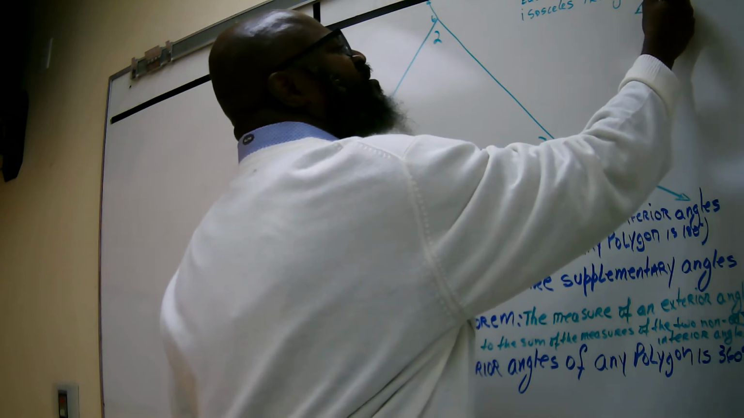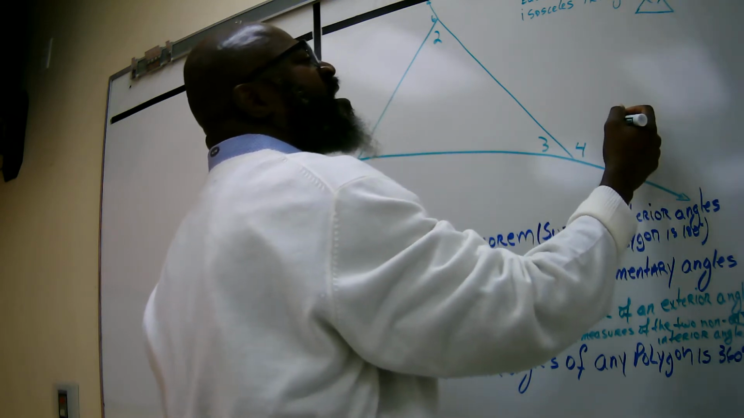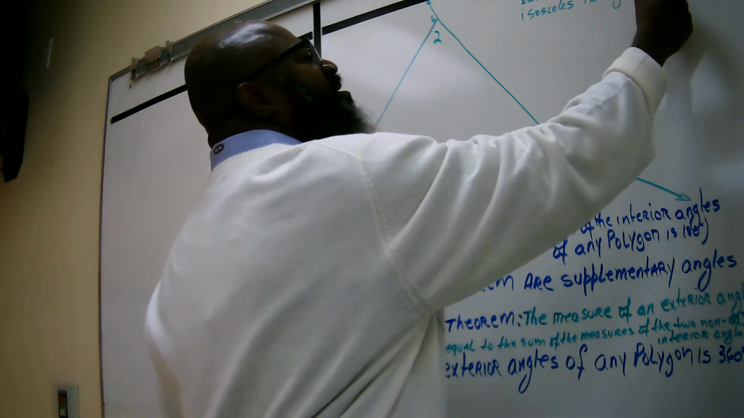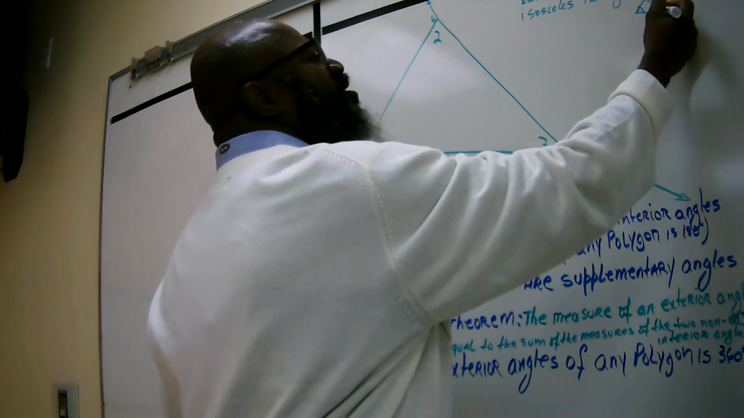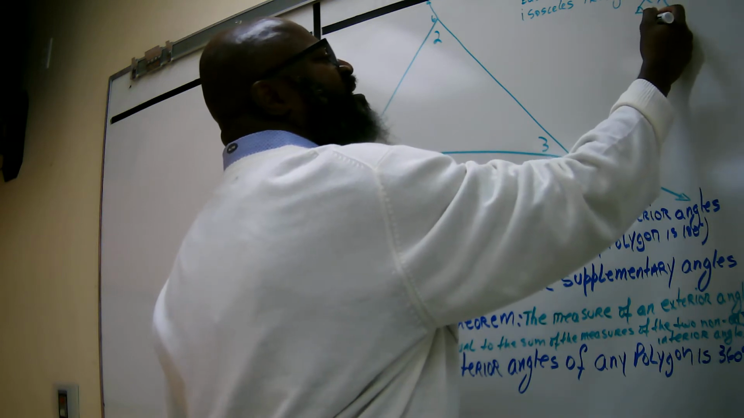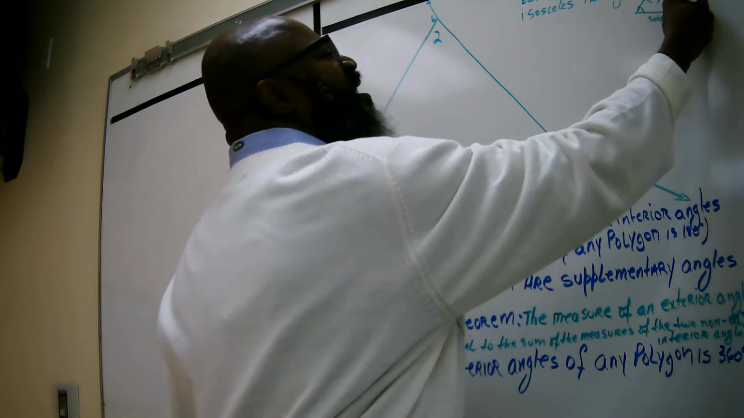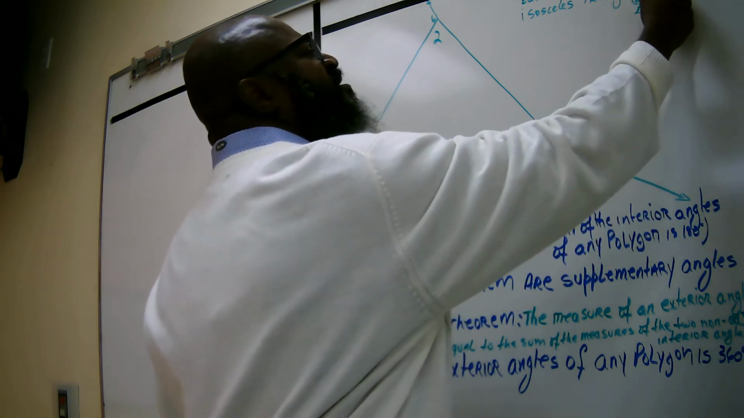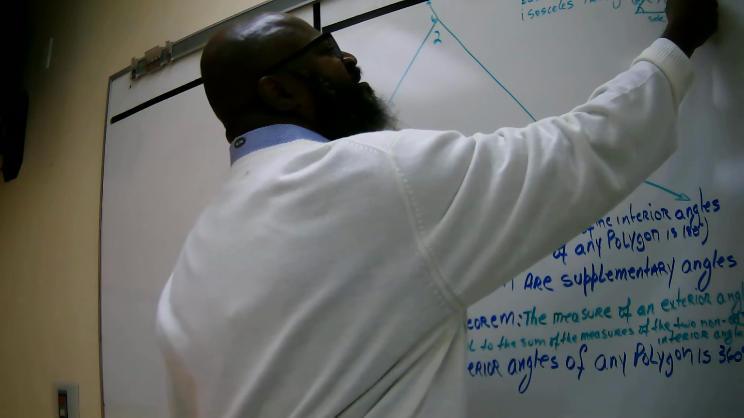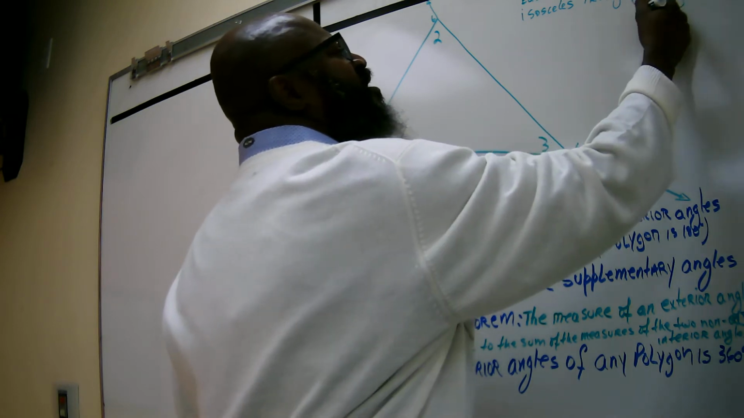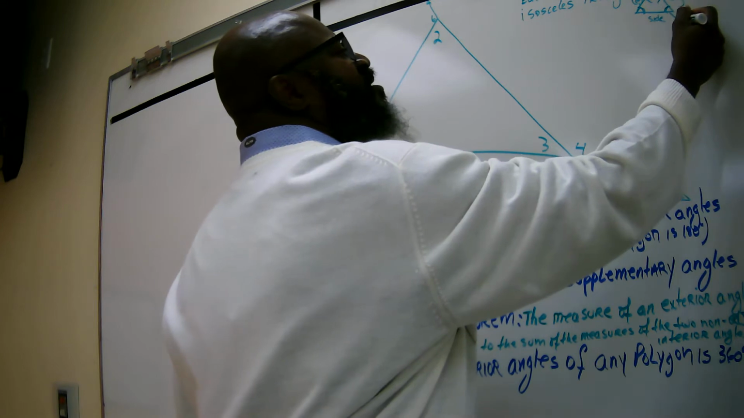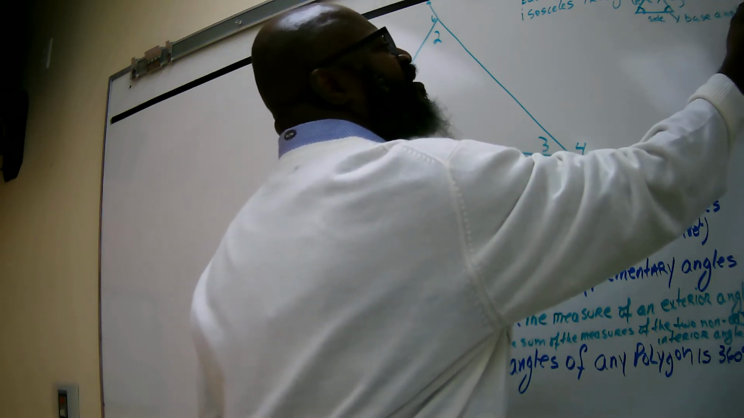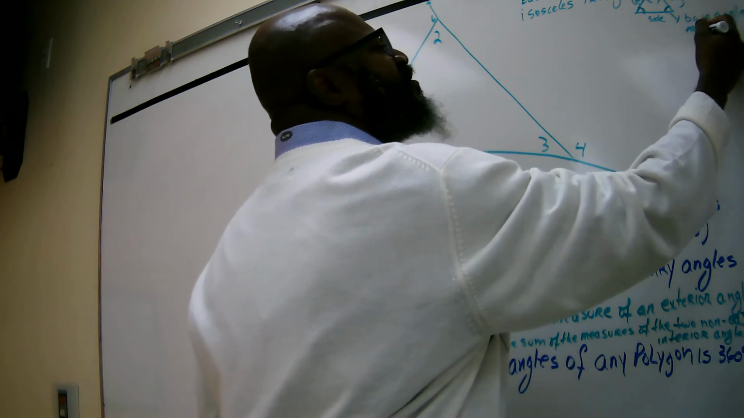If it's an isosceles triangle, the legs are congruent. This is the vertex between the two congruent legs, and these are called base angles. This is your base side, and those are called legs. And this is called the vertex. These are your base angles, and base angles are congruent in an isosceles triangle. They are equal.